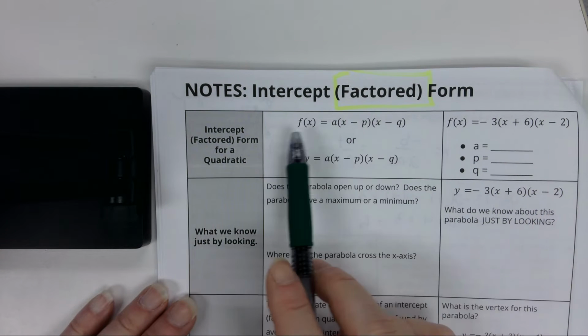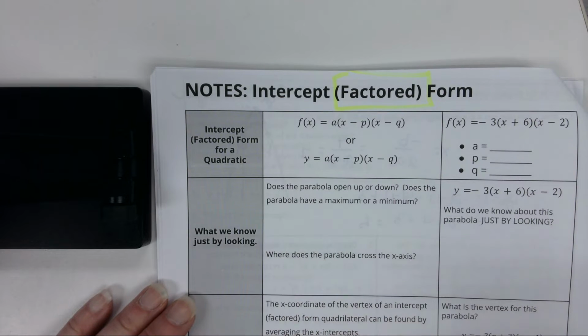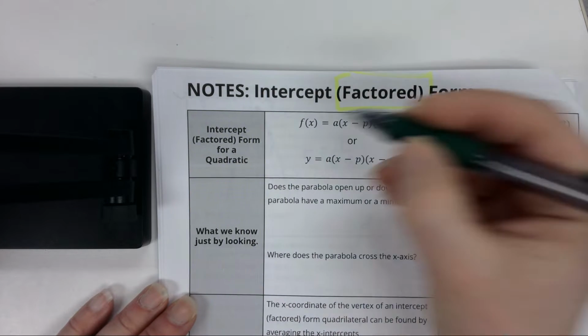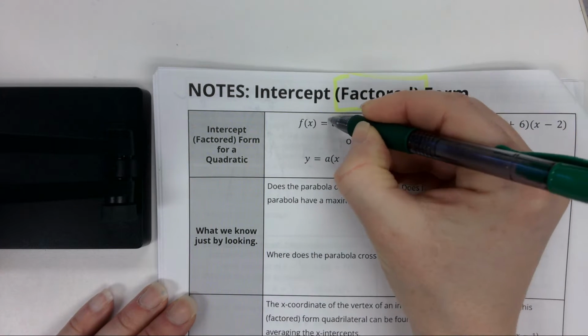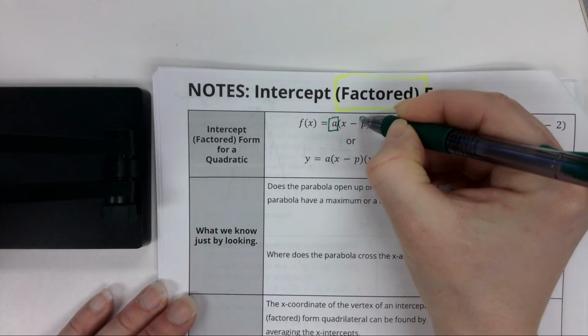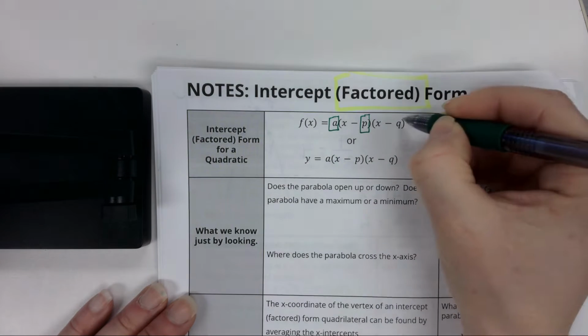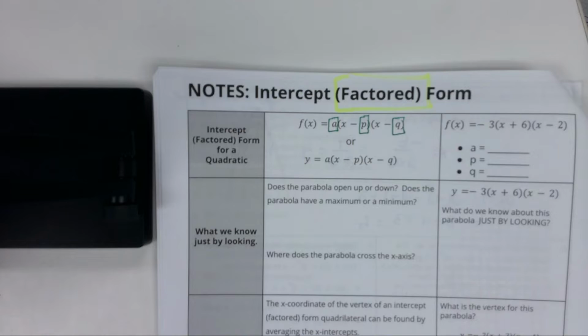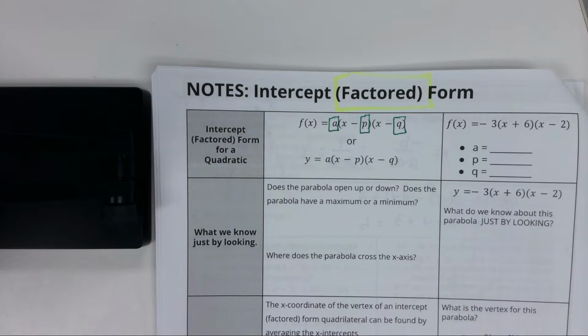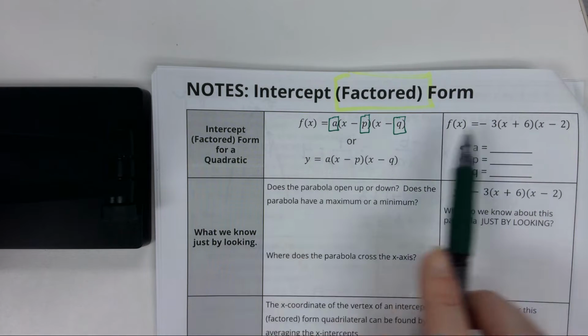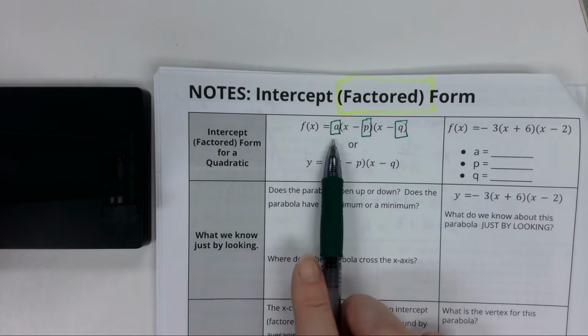I know this looks like a lot of letters. I get that. But what I'm asking for us to do is just identify what A is, and then what's in this spot, and what's in this spot. That's all I'm asking you to do. Okay. So for this particular problem over here, what's in the spot for A?